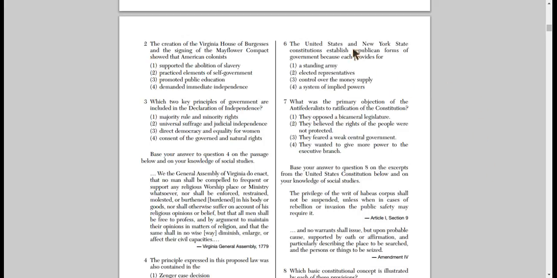Anytime you see Republican, small r, that's talking about elective representatives, because the founding fathers realized that a direct democracy was not going to work because we can't all just go vote every time there needs to be a vote for a bill. So that's why we elect people to go on our behalf and vote, and that's what elected representatives is: a small r Republican form of government.